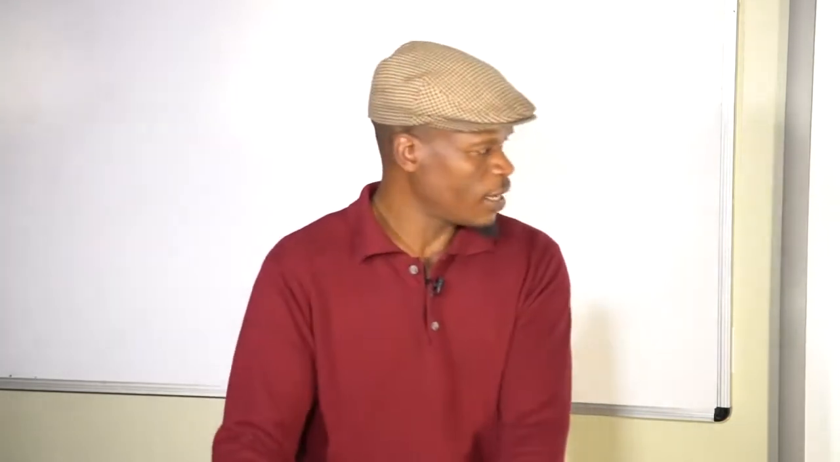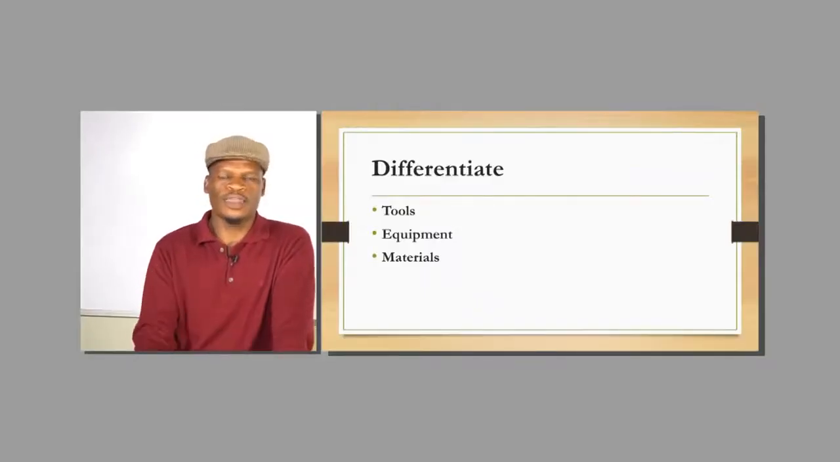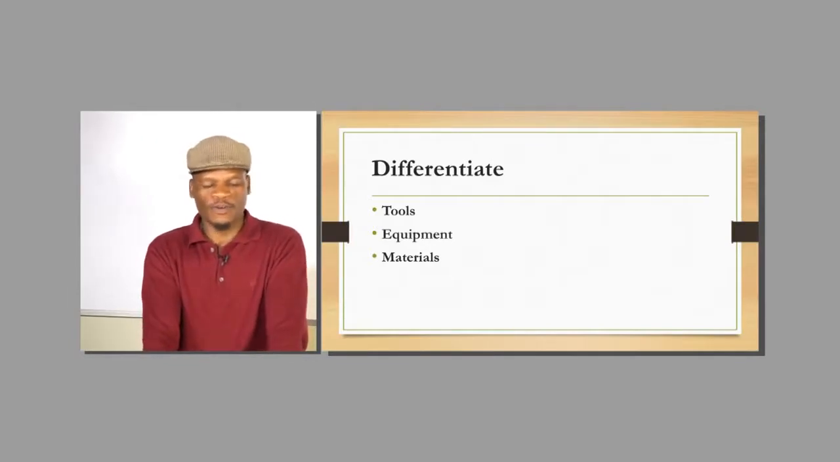Then let's quickly differentiate between these 3 terminologies. We have the tools, and the tools are divided into 2 groups. You have the hand tools and the power tools. When we talk about the hand tools, it's each and every item that you can carry in your hand and use. Most of those tools you can use with only one hand. But once a tool cannot be used with one hand and needs 2 hands, that is now going to be clustered under the equipment.